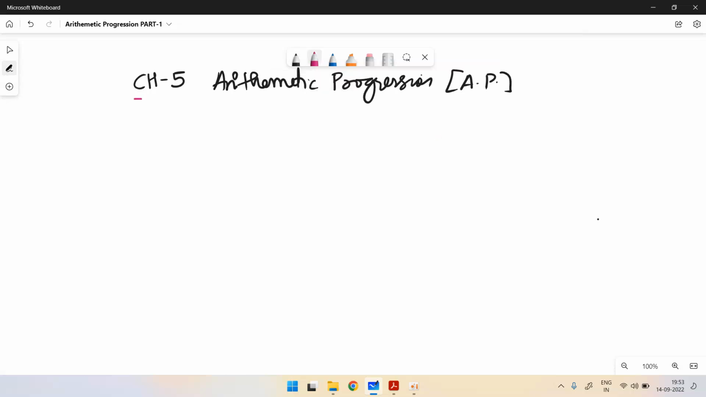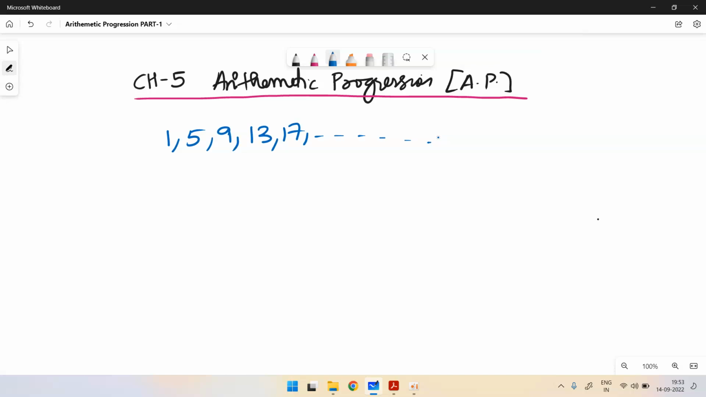Now, what is AP? Which problem leads us to AP? Suppose you have a series like 1, 5, 9, 13, 17, and so on, and you need to find the 11th term from the first term. How will you find it? You will just keep on counting: plus 4, plus 4, plus 4, and so on. Till the 11th term you keep adding 4 to every previous number.